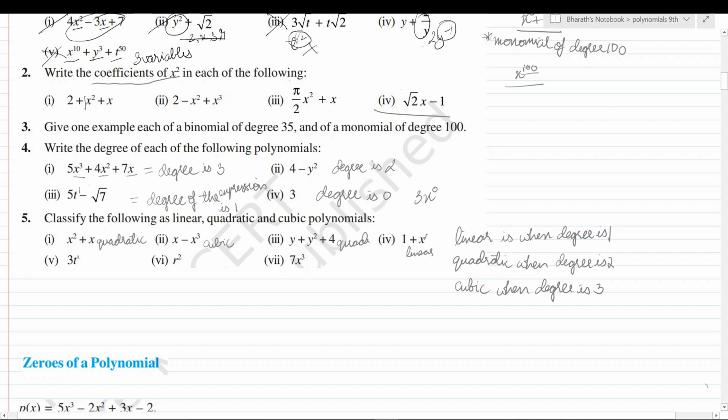Fifth question, there is no power again, so this can be written as linear. And this r is a variable and the highest power is 2, so we can write it as quadratic polynomial. Here the degree is 3, highest power is 3, so this is cubic. Till here it was easy, guys.